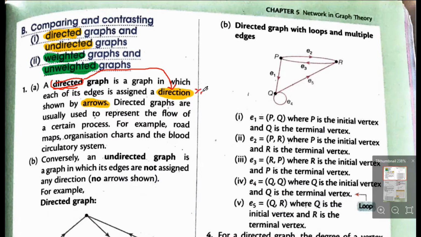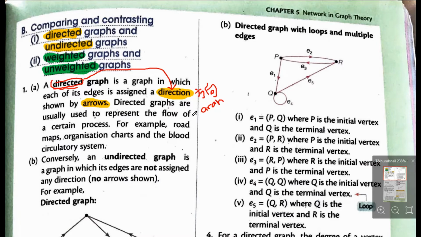We will have direction. Okay, kami tahu arah dia. Bagaimana kami tahu arah dia? Kami akan diberi anak panah. So how do we know the direction? We will have the arrow. Okay, we will have arrows to show its direction. So directed graphs are usually used to represent the flow of a certain process.